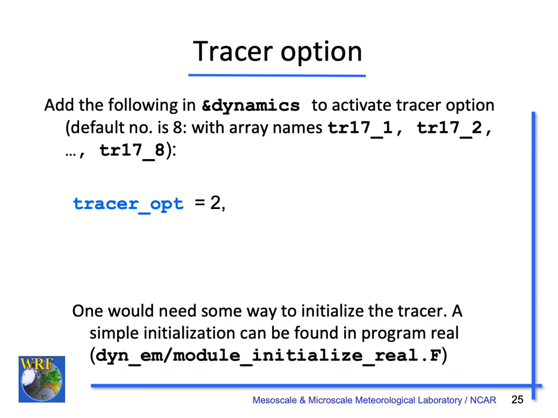The WRF model has a tracer option, which is activated by namelist option tracer_opt. There are 8 tracer arrays by default, but more can be added in the registry. The simplest way to initialize the tracers is to set them in program real.exe with the initial values. Code can be added to do continuous releases, like the example shown in the how to use the WRF registry talk.